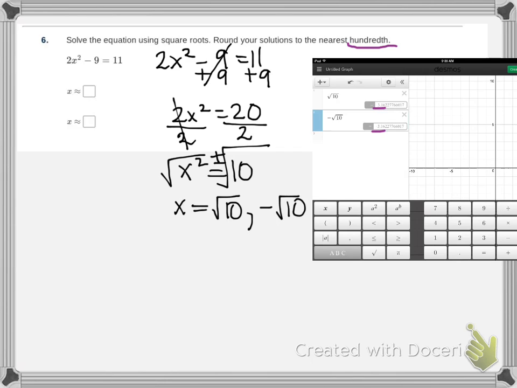And what we're looking at is that third decimal. Is that 2 powerful enough to make that a 7? It either stays the same when you're rounding or goes up 1. And no, the 2 is not powerful enough. It needs to be 5, 6, 7, 8, or 9. So my answers are going to be 3.16 and negative 3.16.